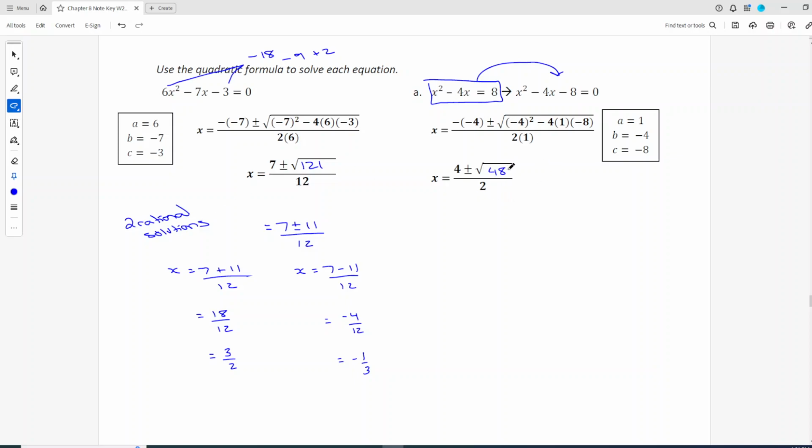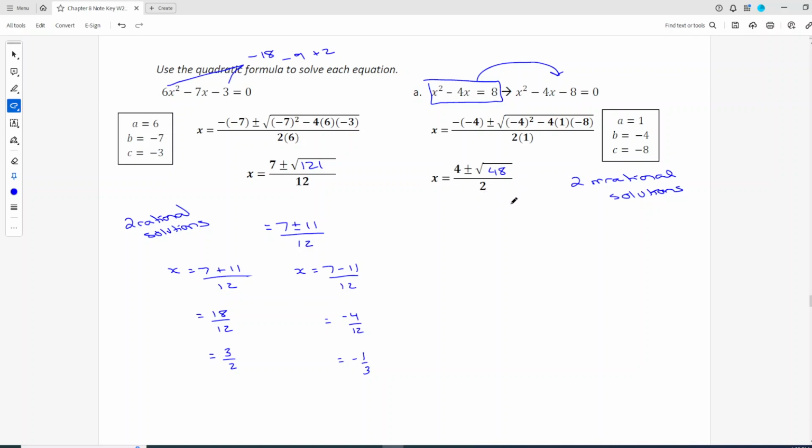What about this one? Well, I want you to look at 48, okay? It's not a perfect square, but it is positive. And so I'm going to get two solutions. I would get two irrational solutions. Because I can't take the square root of 48 evenly, it means I'm going to be left with a radical in my solution. So is this my answer? Am I done? No. So with this question, it's not simplified.